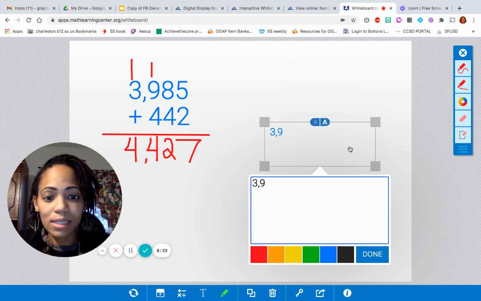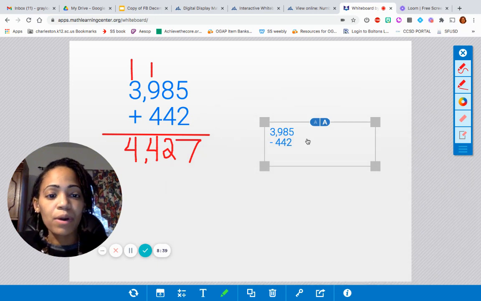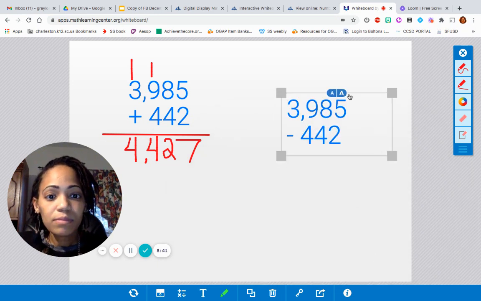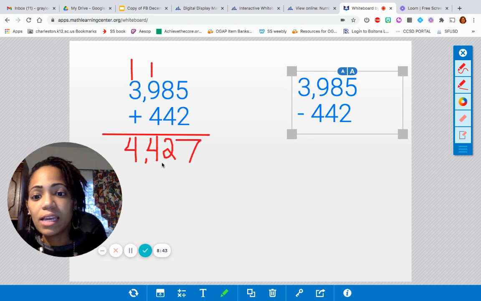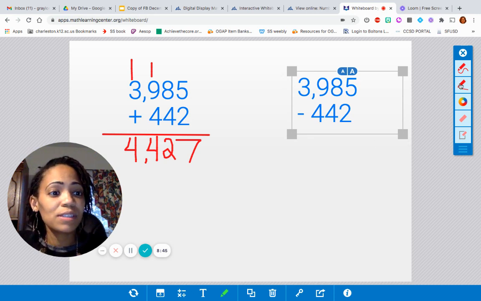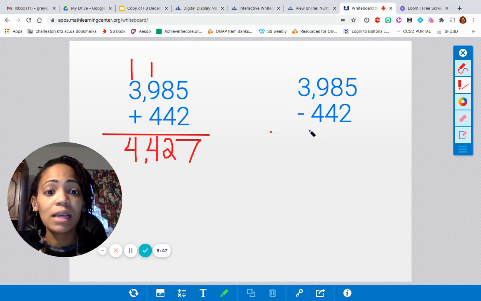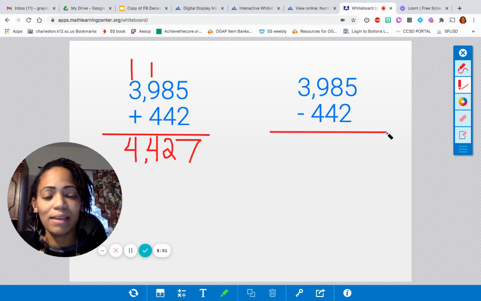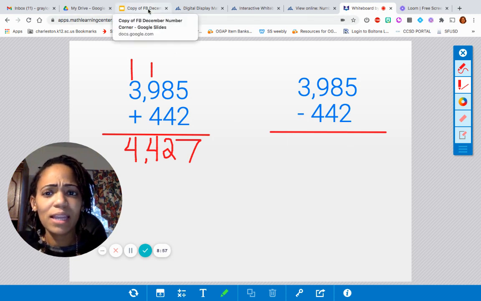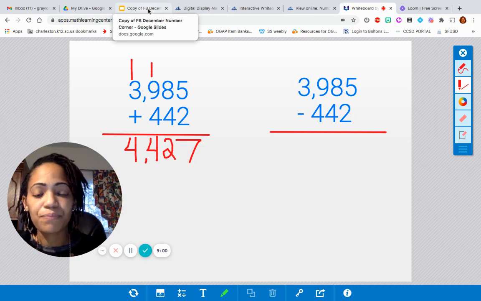And now for our challenge, since we didn't really have time or we didn't roll enough dice that had less this month, I want us to also subtract 442 from our original number. Obviously, our total for today is 4,427, so we really beat our goal of getting to 2,000. We are way past 2,000. So now I want to see what's going to happen when we subtract. Go ahead and pause this video and work it out.